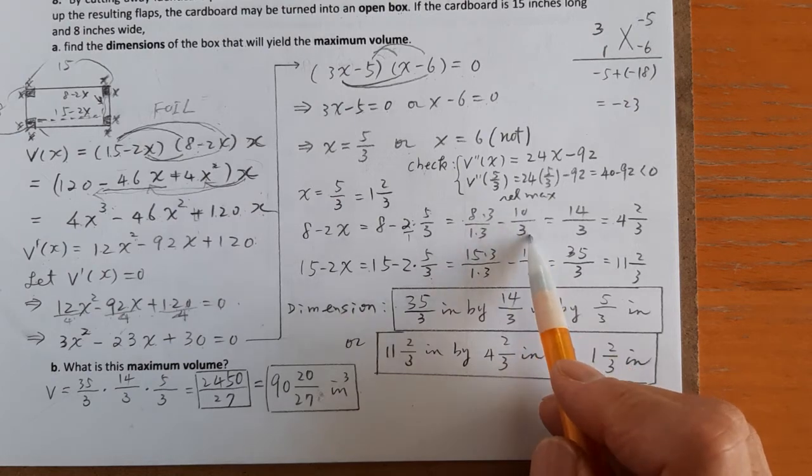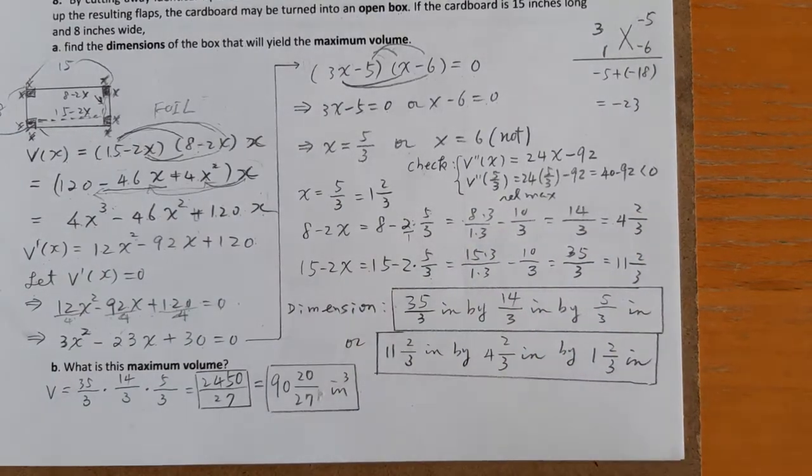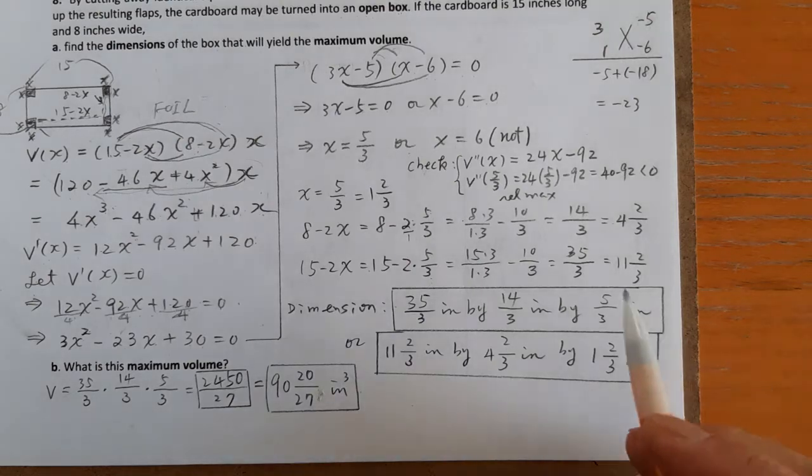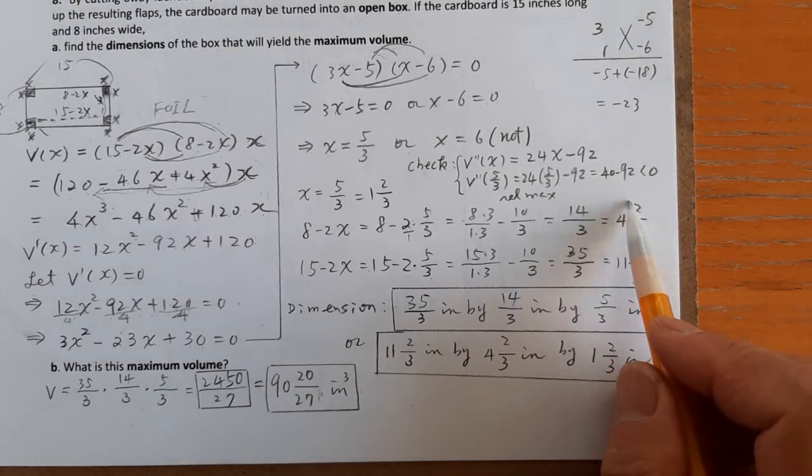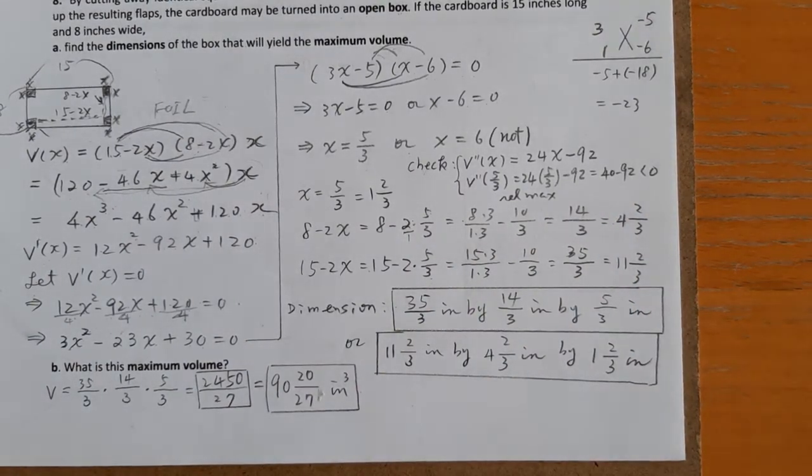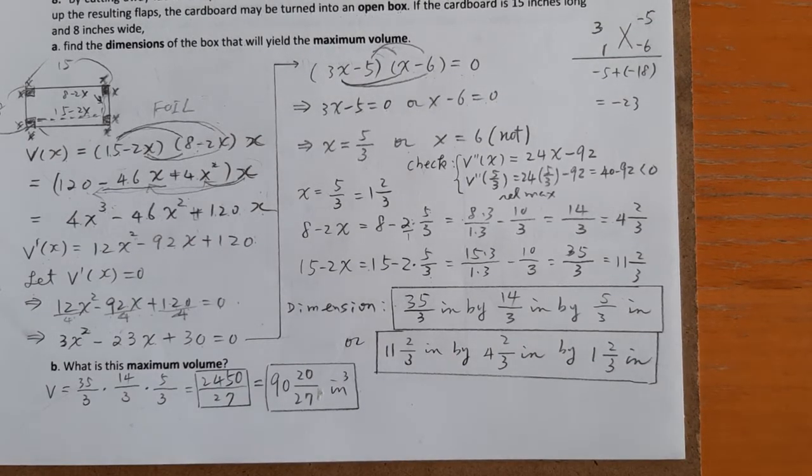24/3 minus 10/3 is 14/3. Divided, we get quotient 4, remainder 2. So 4 and 2/3. Let's put it in mixed number.